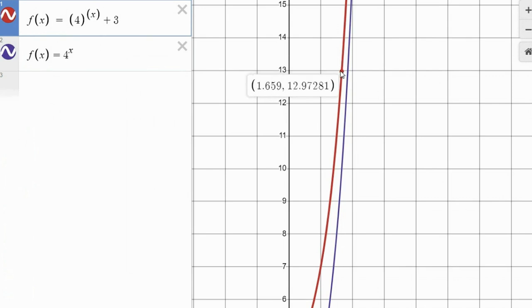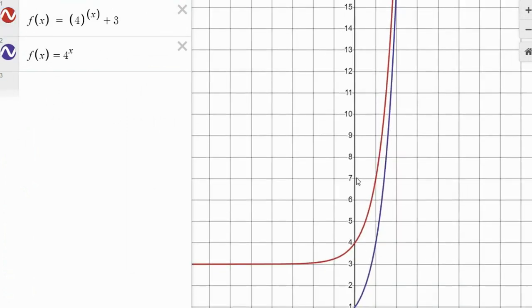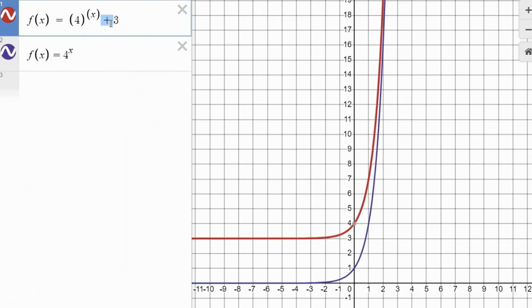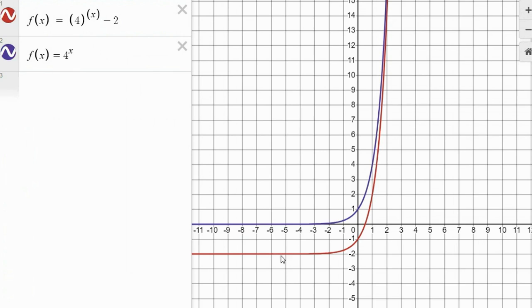So it went from 998 to 1298. It went up 3, exactly. So every point will go up exactly 3 when we add a number or subtract. Let's go down. Every point has moved down, now the asymptote has moved down to y equals negative 2. The y-intercept went from 1 to negative 1.